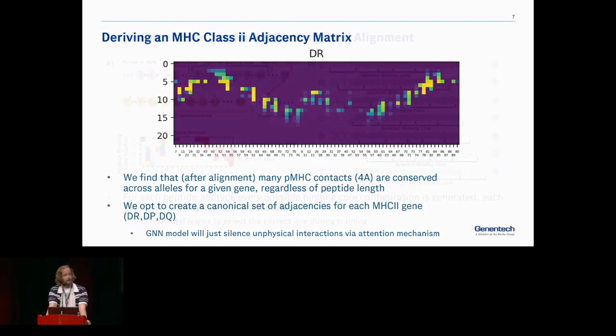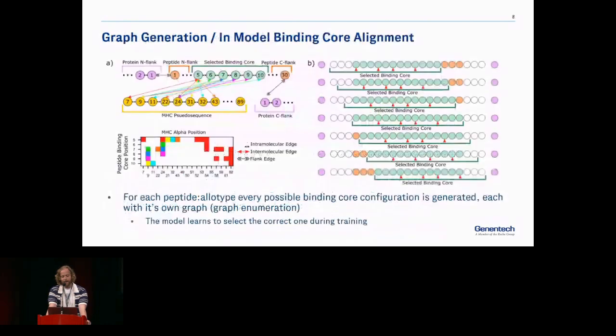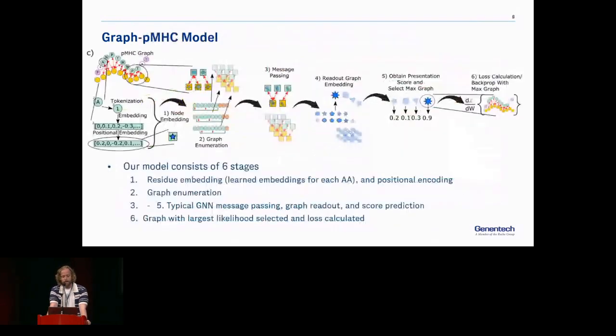So, we need to identify where the binding core is to create the right graph. In doing this, all we do is generate every possible graph for the sliding window of binding cores. We call that graph enumeration. And we'll just have the model choose the correct one during training. And so now we can create the skeleton of the model.